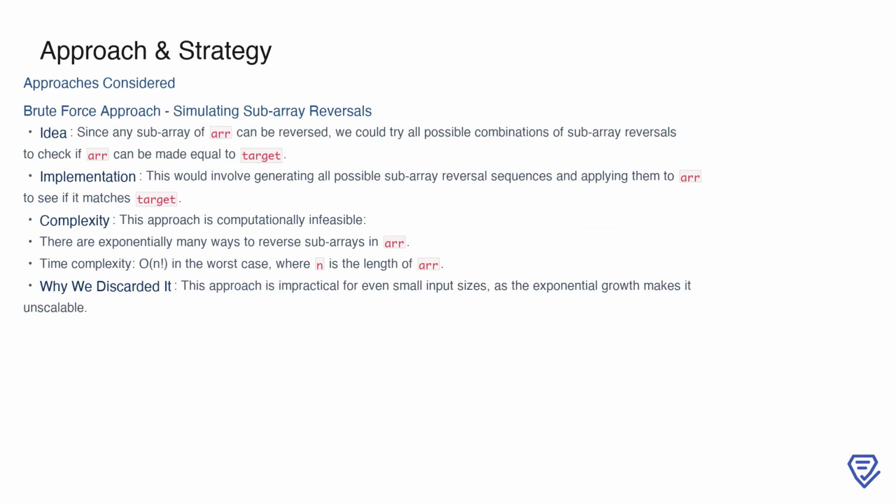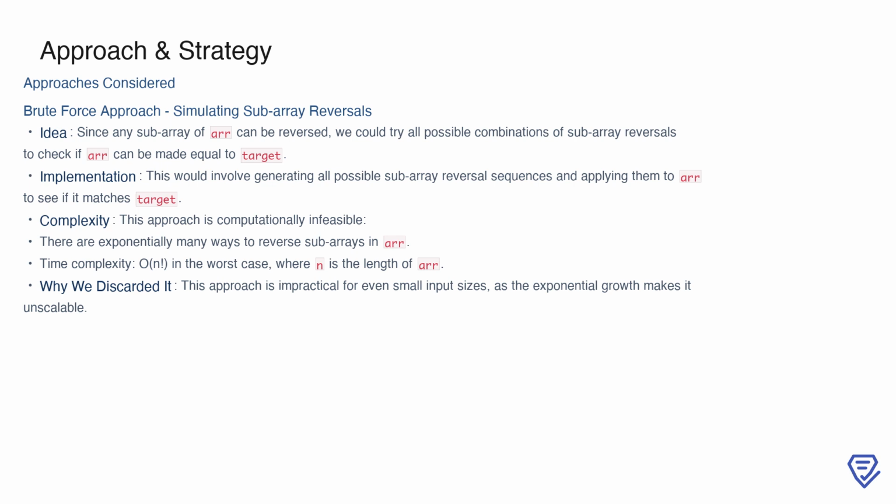To begin, let's consider a brute force approach to solving this problem. The idea here is to simulate all possible subarray reversals in the array ARR and check if any sequence of these reversals can transform ARR into the target array. While this may theoretically work, implementing it would involve generating all possible combinations of subarray reversals, applying them one by one, and then verifying if the resulting array matches target.